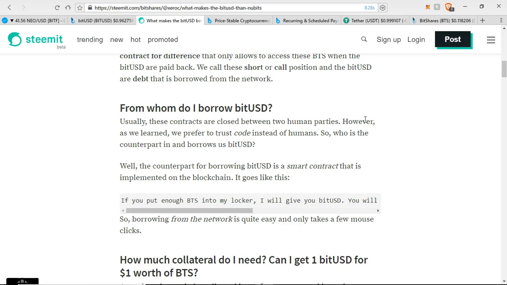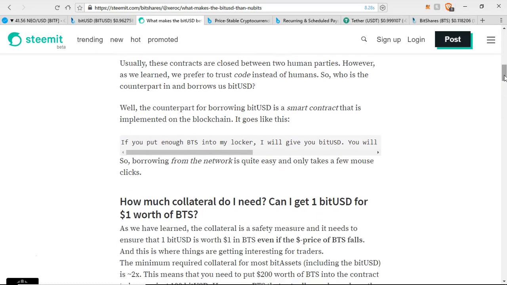So you're having to trust these two human parties, right? With a lot of this other stuff. Well, counterparty risk goes off because bitUSD is using a smart contract on the blockchain that goes something like this. If you put enough BTS, which is Bitshares, in my locker, I will give you bitUSD. So basically you're borrowing from the network itself to create this bitUSD loan, if you will.